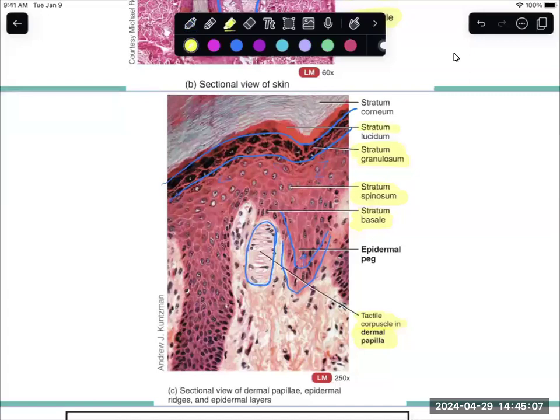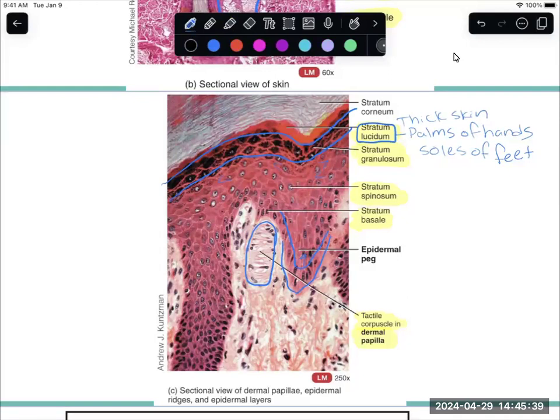The next layer is the stratum lucidum. This is only found on the palms of the hands and the soles of your feet. That is where thick skin is found. So the stratum lucidum is only found in thick skin. It is a clear, translucent layer. This red layer here that has nothing to it, no nucleus, no nothing, is that stratum lucidum.